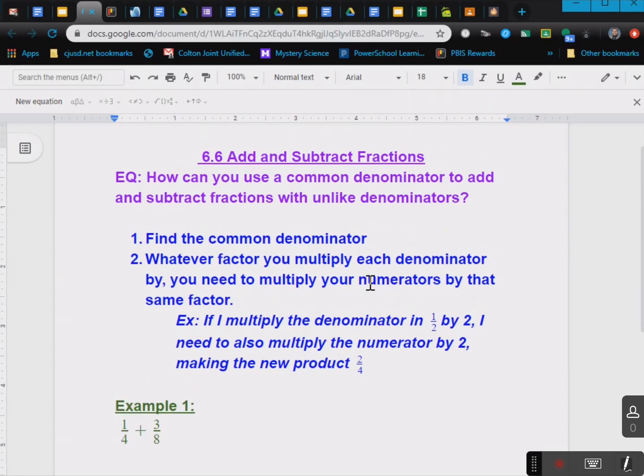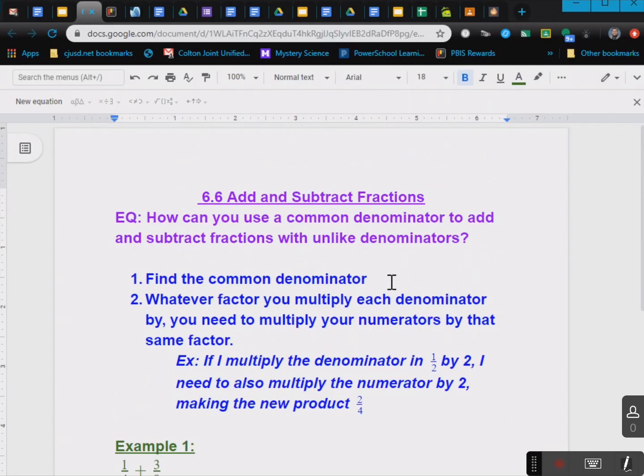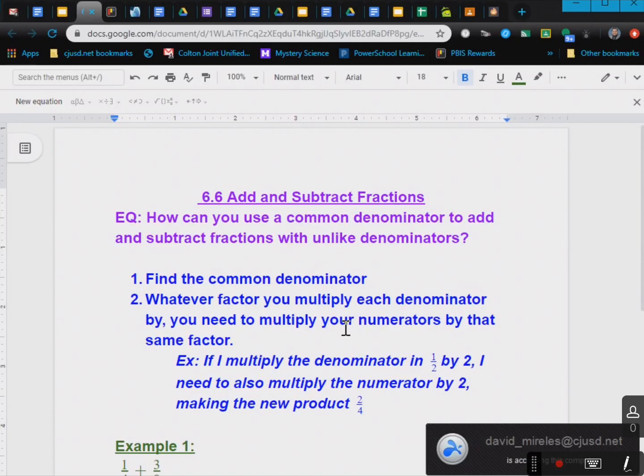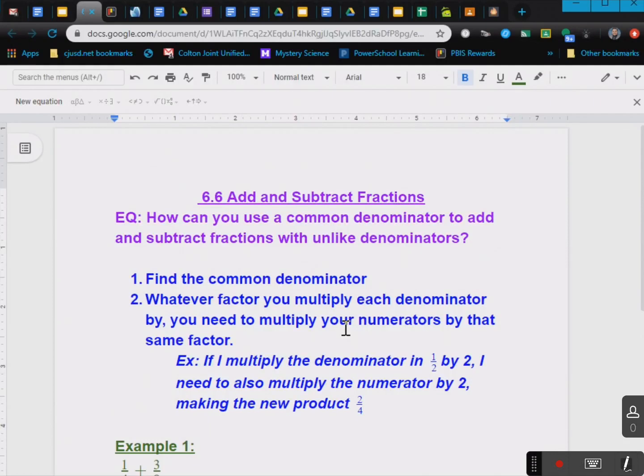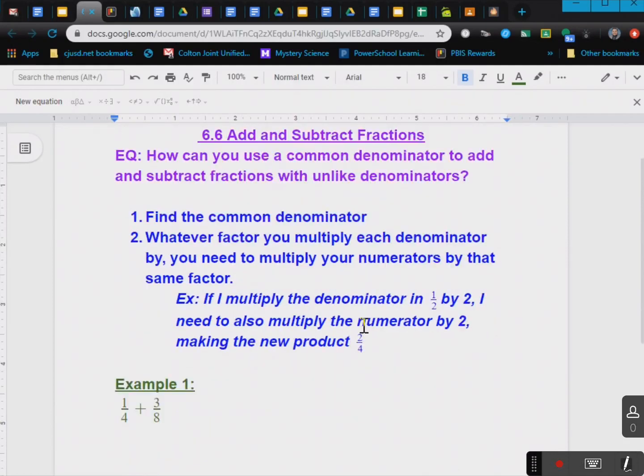The essential question is, how can you use a common denominator to add and subtract fractions with unlike denominators? And we've already talked about what a common denominator is in the previous videos. So if you need to refresh on those definitions, you can go back to 6.1, 6.2. I'm sure they have the definition in there. But the common denominator is when the lower part of a fraction, this part right here, like the 8 and the 4, is the same.